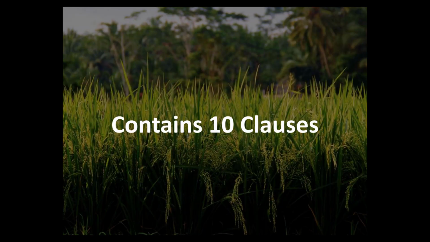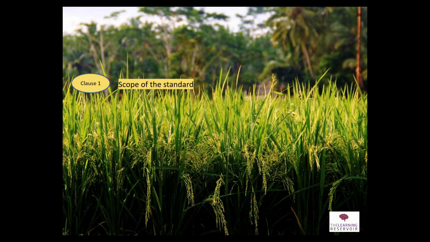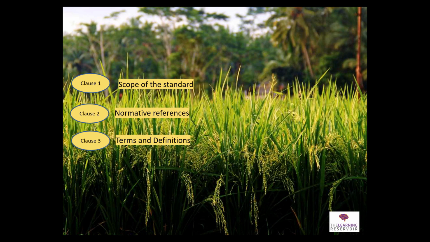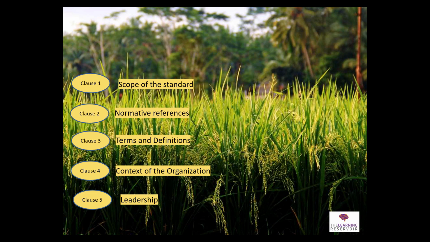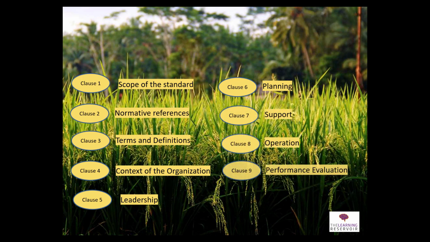Well, what does it look like? Well, it contains 10 clauses, and these are: Clause 1 outlines the scope of the standard, Clause 2 refers to normative references, Clause 3 covers terms and definitions used within the standard, Clause 4 talks about the context of the organisation, Clause 5 covers leadership, Clause 6 covers planning, Clause 7 looks at support, Clause 8 covers operations, Clause 9 covers performance evaluation, and Clause 10 looks at improvement.